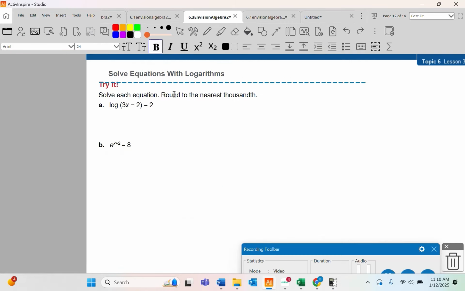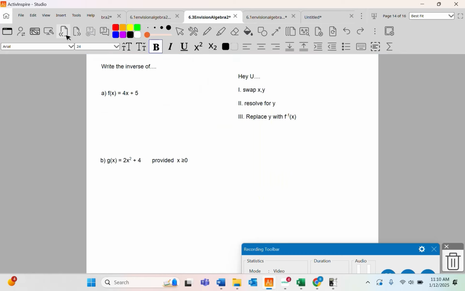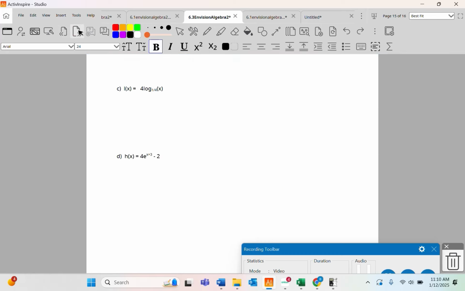All right, these are for you. These are straight up you tries. You try and do those. There are the base logs. What do we have here? Earthquake problem. Then we have writing an inverse.